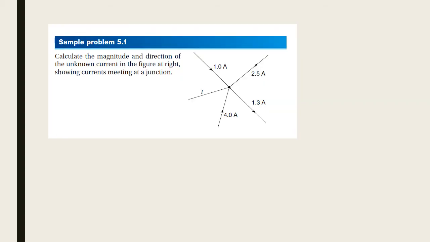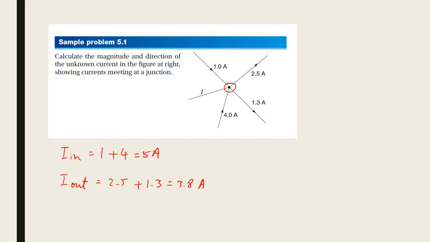Well, if you look at a point in the circuit, which is right in the center here, in the center point, the current going in must be equal to the current going out. So if we split it into the current going in, the current going in has 1 amp as well as 4 amps. That gives us 5 amps in total. The current going out, you have 2.5 amps and 1.3 amps. That gives us 3.8 amps in total.